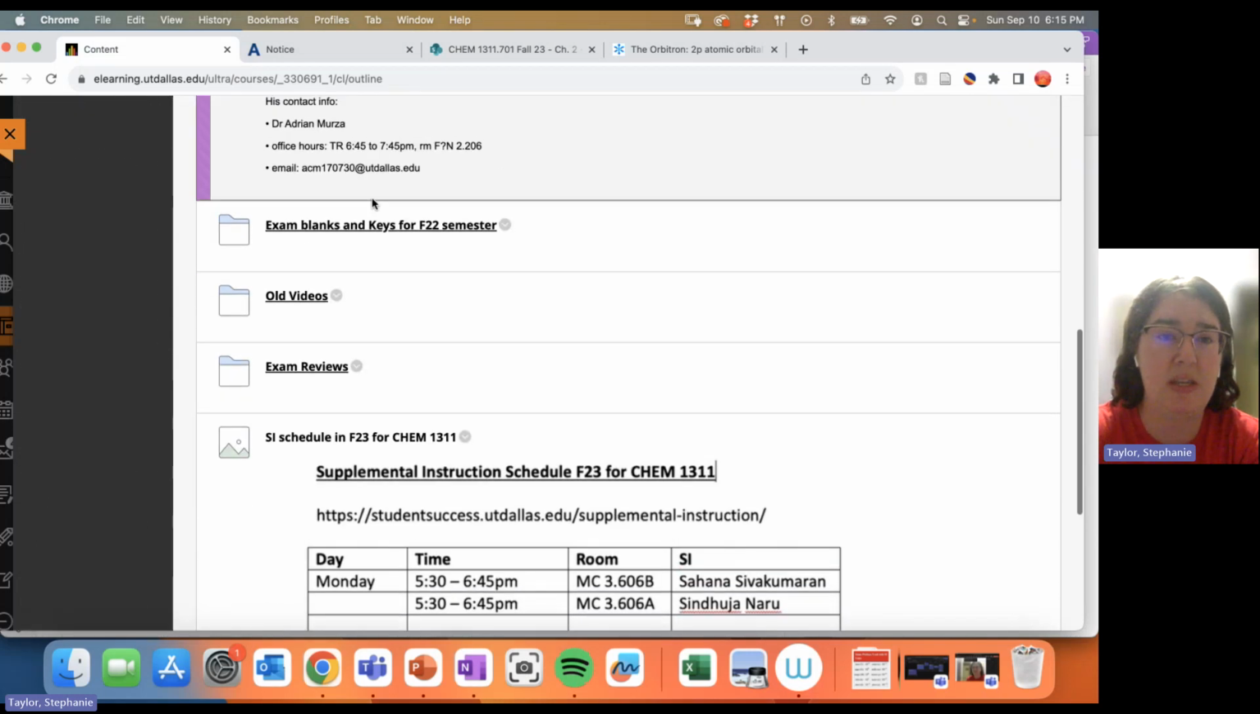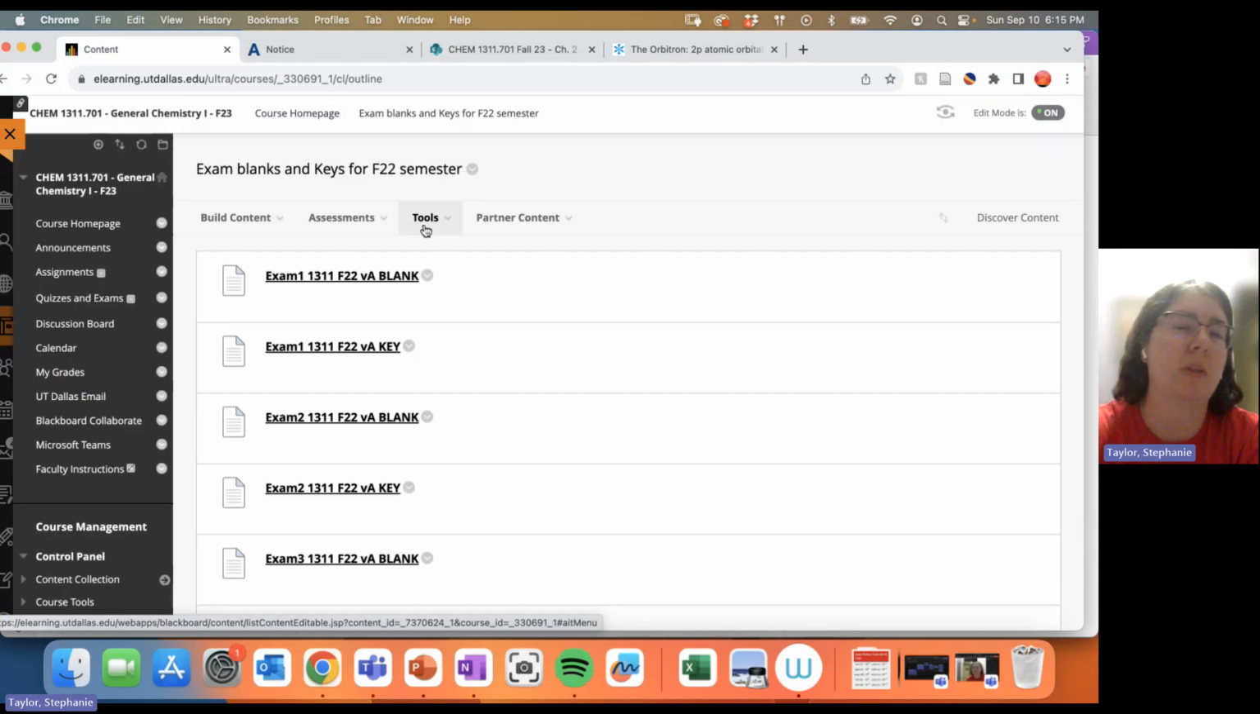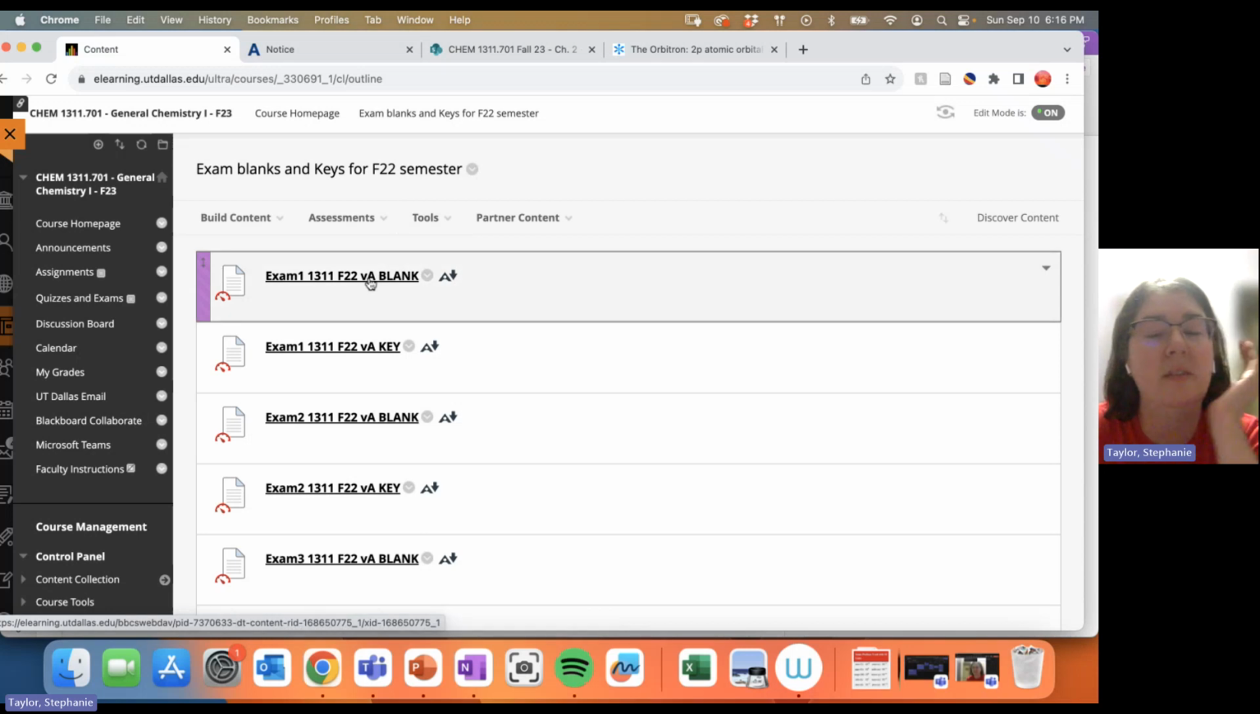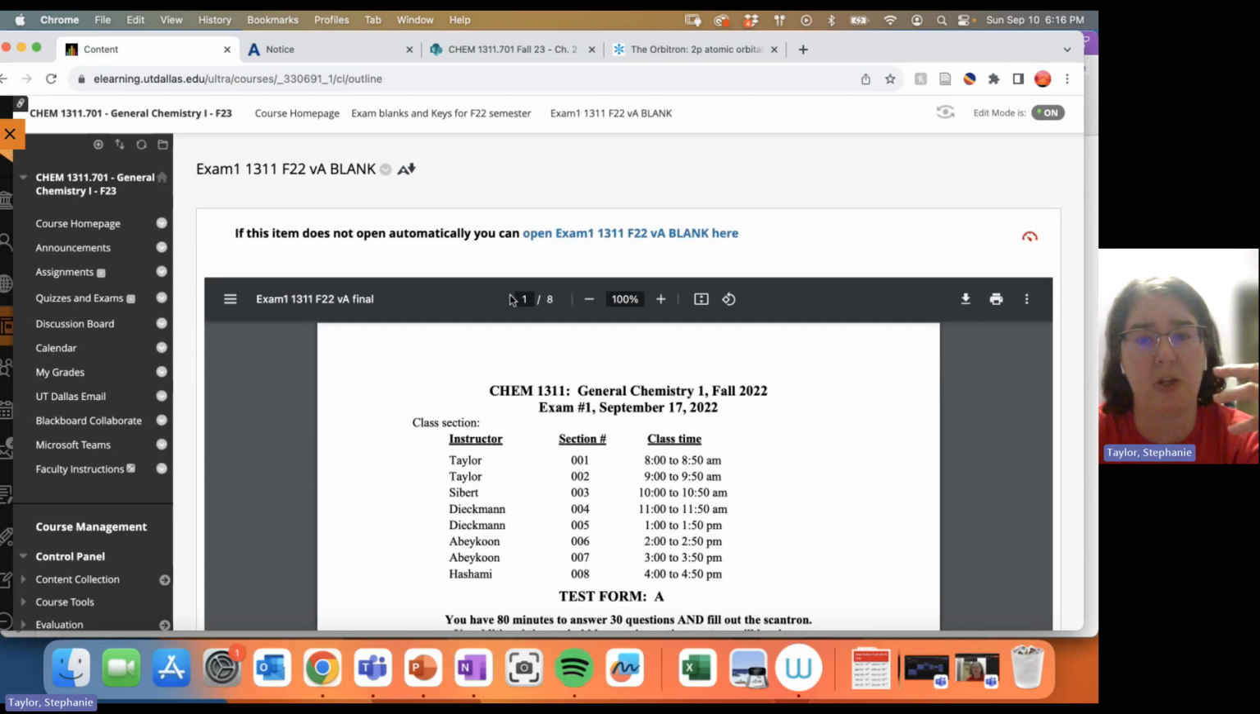One of those is the exam blanks and keys for the F22 semester, or fall 22. That's last year. There's often a lot of questions like, how do you phrase different questions, or what sort of parameters do you give us for the short answer questions. One of the easiest ways to figure that out is to take a look at what we did last year.